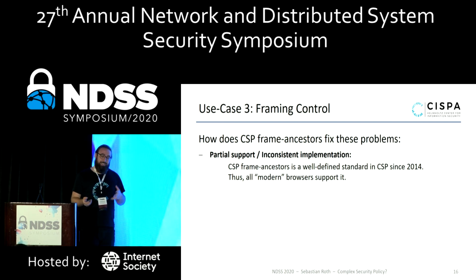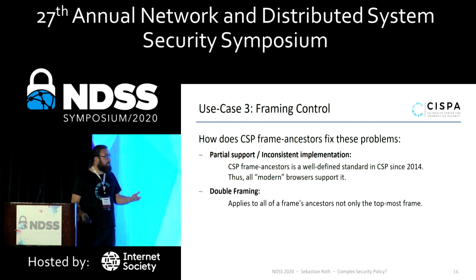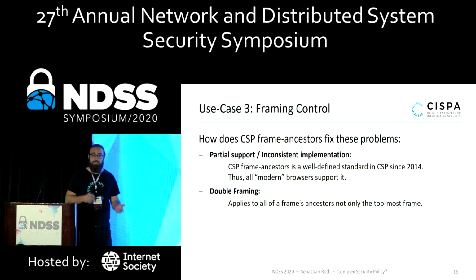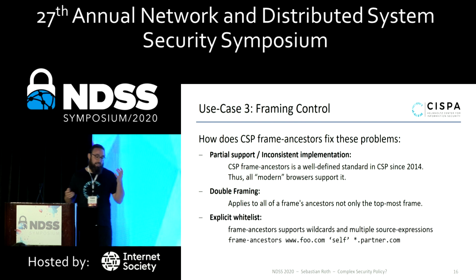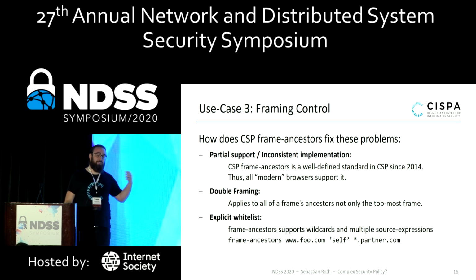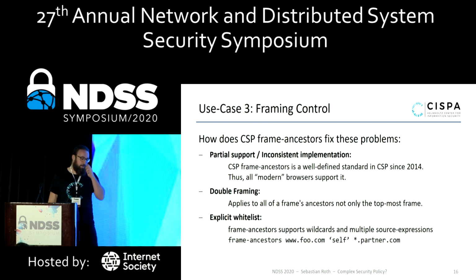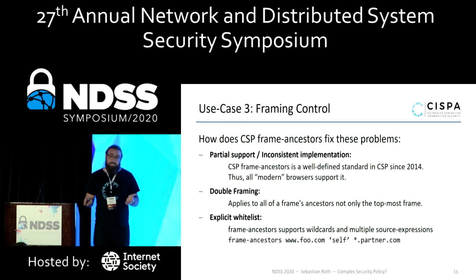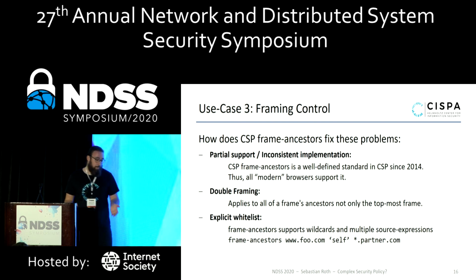Furthermore, frame ancestors, according to the standard, applies to all ancestors of the frame, and not only the topmost frame. So double framing is not a problem anymore. And similar to the other directives of CSP, it has an explicit whitelist, so you have wildcards and can have multiple source expressions. So it is also easier to maintain and to use in comparison to X-Frame-Options.